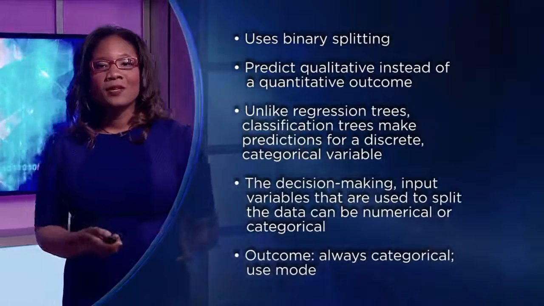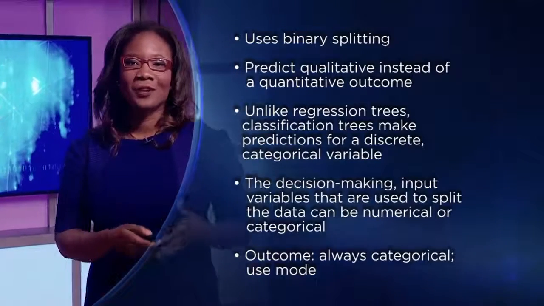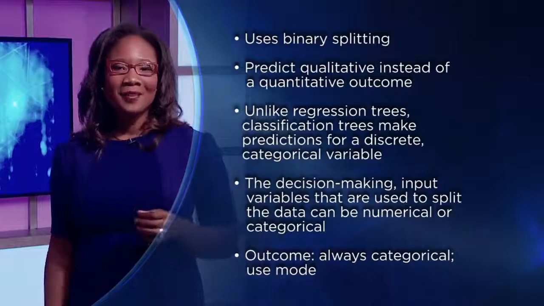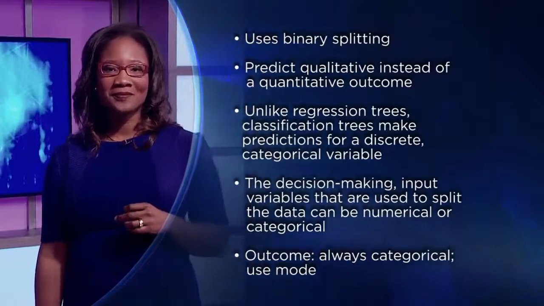So in this case, we use the mode of the terminal nodes as the predicted value. Remember, that's just the most common element that's in that terminal node. So for a classification tree, we predict that each observation belongs to the most commonly occurring class of our training observations in a particular region.